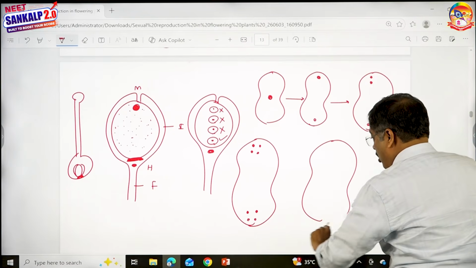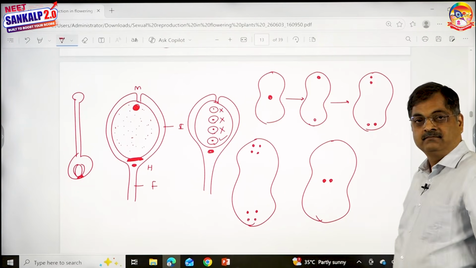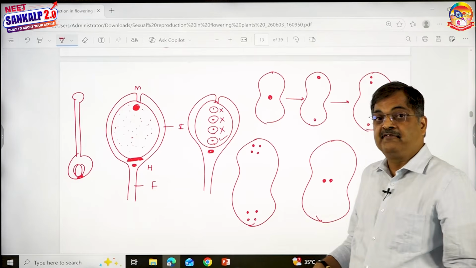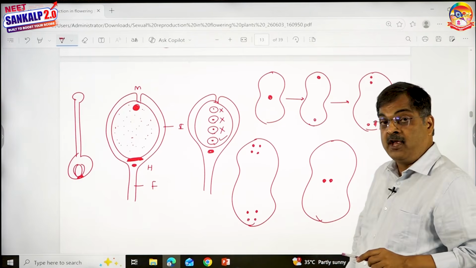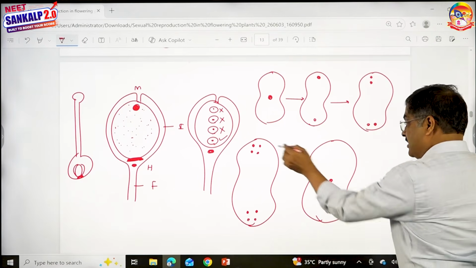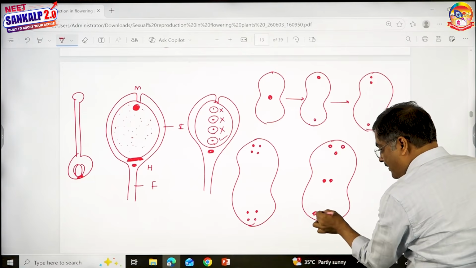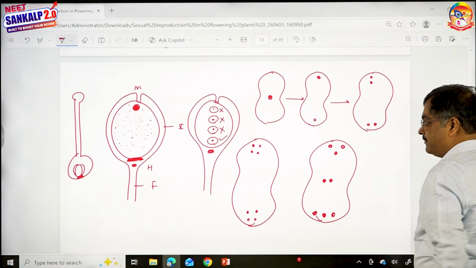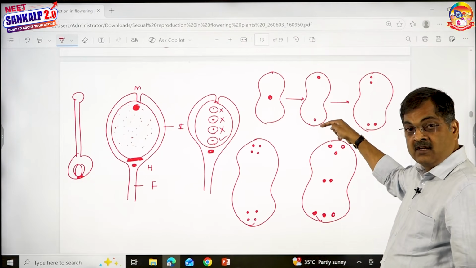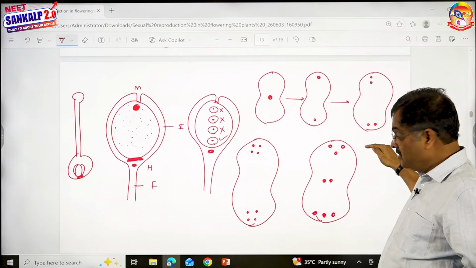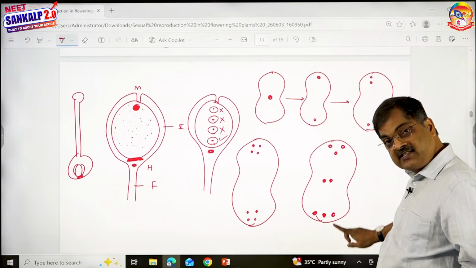Listen carefully. One nucleus from both the poles migrates towards the center. One from here, one from here. Therefore, rightly called polar nuclei. Now the wall formation will occur around these nuclei. So how many nuclei are present here? 1, 2 and 3. How many nuclei are present here? 1, 2, 3. First, it is one nucleus. Next, 1 plus 1 nuclei. Next, 2 plus 2. Next, 4 plus 4. Next, 3 plus 2 plus 3.